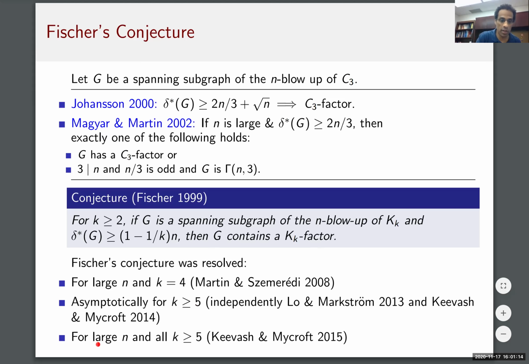And then for large n and all k greater than or equal to 5, it was finally resolved by Keevash and Mycroft. Their result is actually similar, where the way Fischer initially stated it is not quite true. It's missing the plus 1 in this special graph, and there's a generalization of this that shows up, but Keevash and Mycroft actually proved that this is the only possible exception to this conjecture being true.